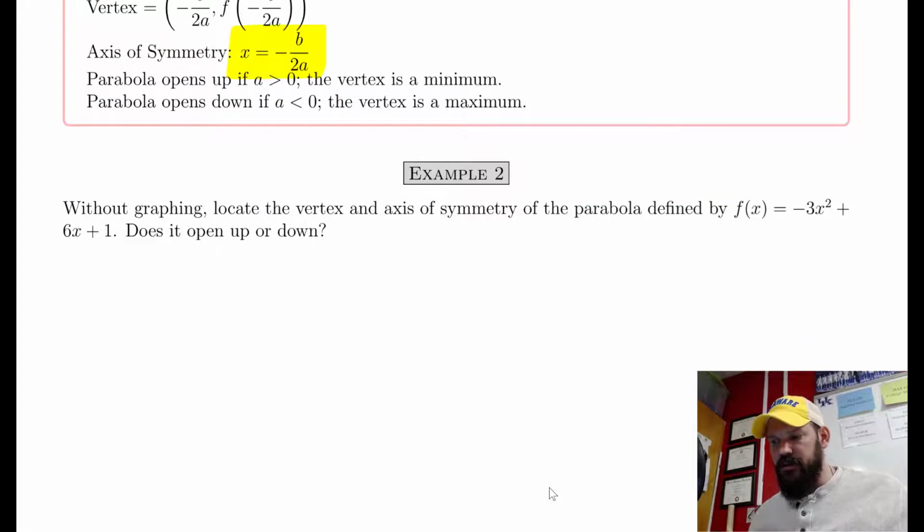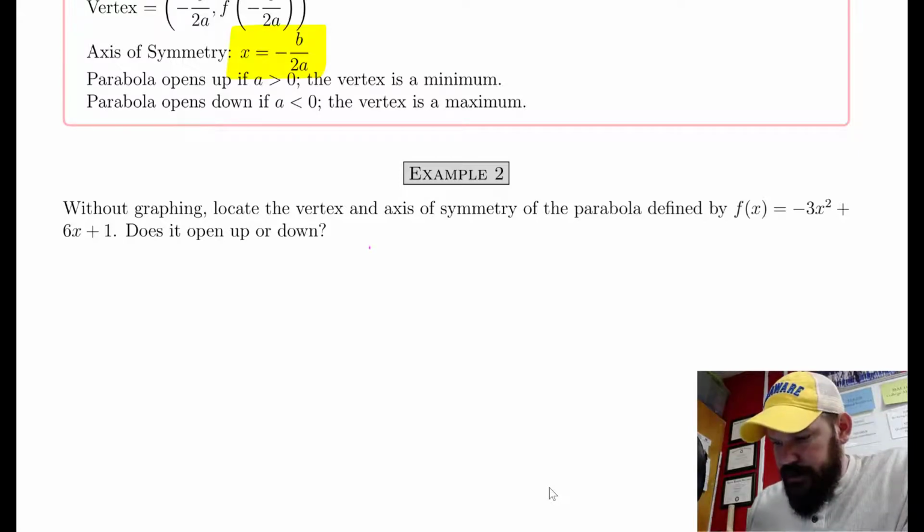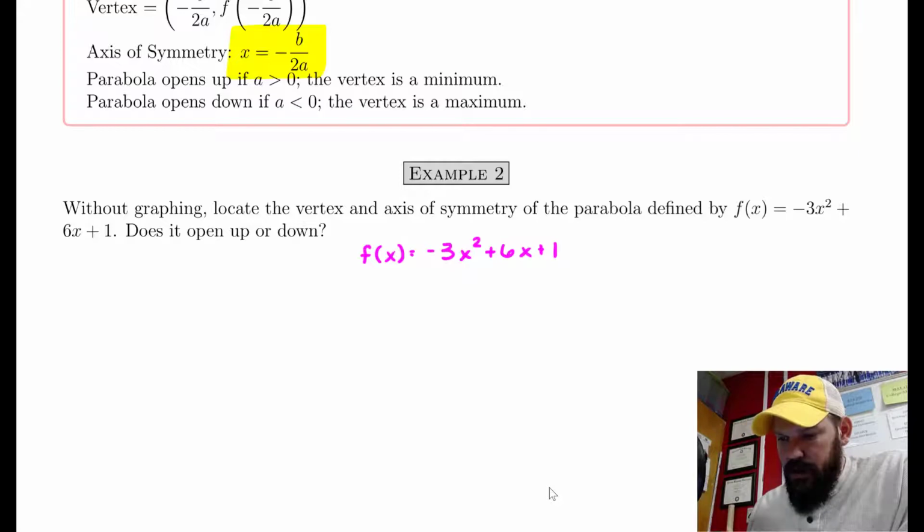So we are going to come up with that by example here on number 2. We have the function f(x) equals negative 3x squared plus 6x plus 1. We want to find, without graphing, the vertex and axis of symmetry, and then we want to determine whether or not this graph opens up or down. So first, let's focus on the vertex.